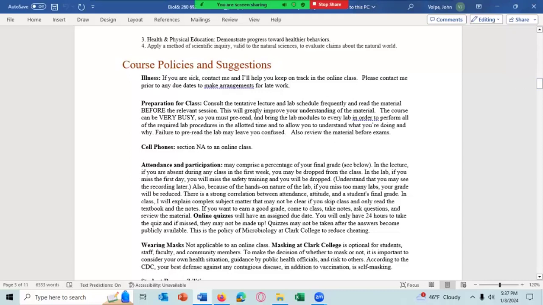Preparation for class: you should be prepared for class to improve your understanding. You should obviously read the material before the quiz and hopefully before the lesson. This class can be very busy, so you must read the lab modules before doing them. You must read the chapter assignments. You must do the homework also. And then review the material before exams.